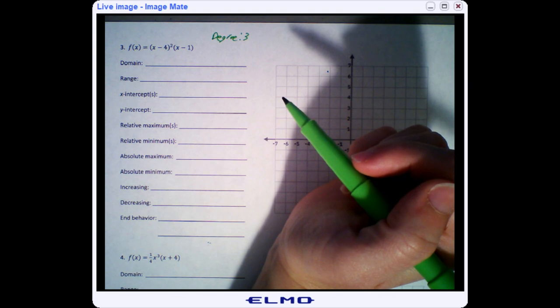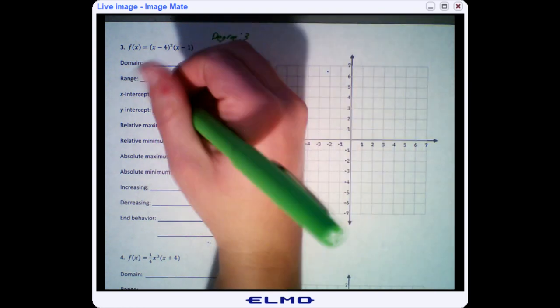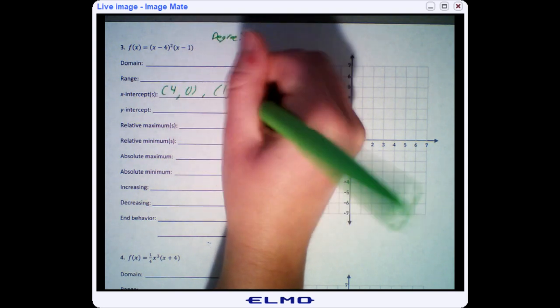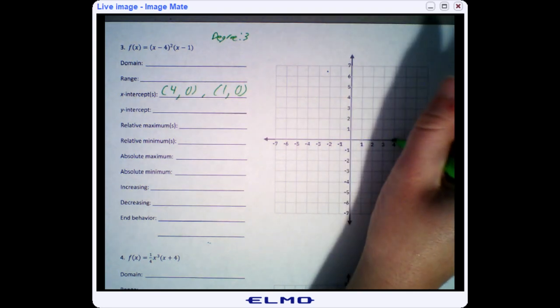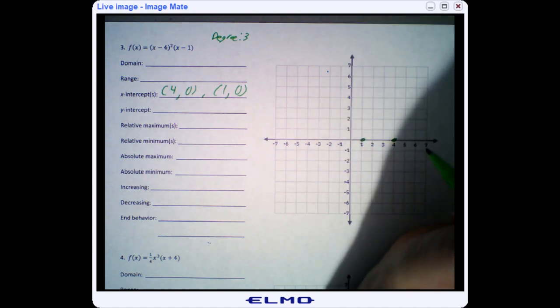I also know from here what my zeros or x-intercepts should be because it is factored. So it's going to be (4, 0), and we're going to have (1, 0). So I can put that in my graph. And at 4 it's going to bounce, and at 1 it's just going to cross.